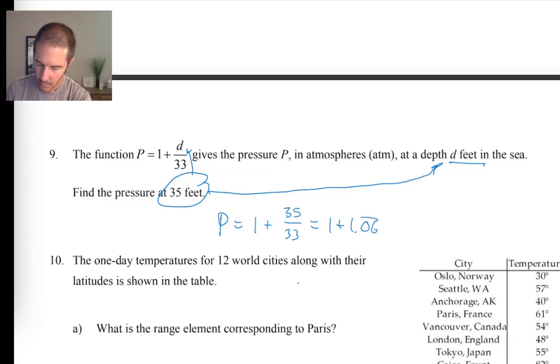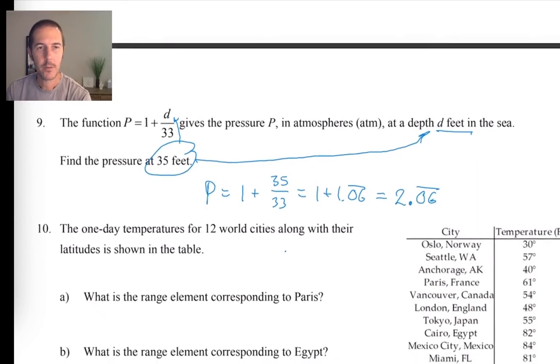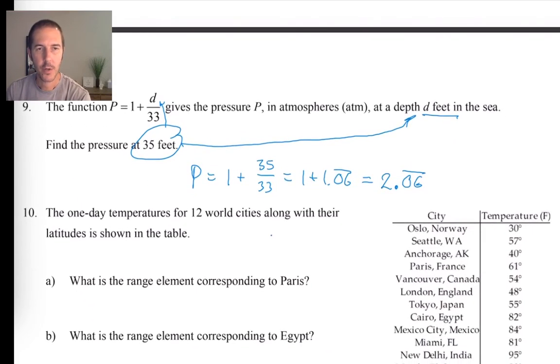I put the bar over it to indicate that it repeats over and over again. If I add these together, I get 2.06 repeating. And the hope would be that you would be given some more specific instructions about rounding. So maybe you would just give your answer as 2.06 or 2.1 atmospheres.